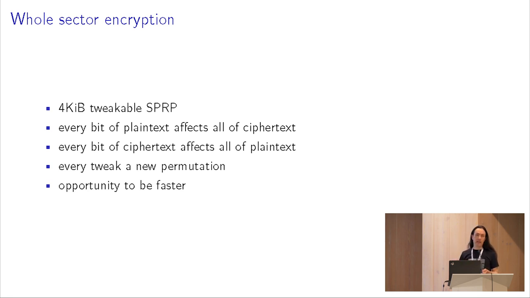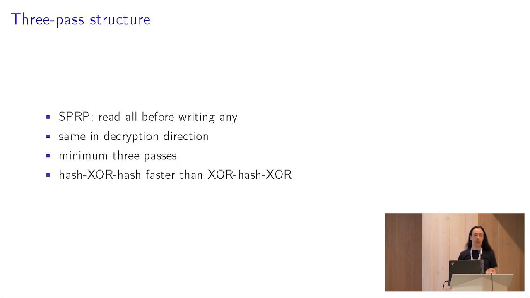An SPRP has to read every byte of the plaintext before it writes anything, and so you have to have at least two passes. Because we want it to be super pseudo-random, we need the same property in the decryption direction, which means a minimum of three passes. So we've gone for a hash-XOR-hash structure simply because the hash is faster than the XOR, and so doubling up the hash is faster than doubling up the XOR.